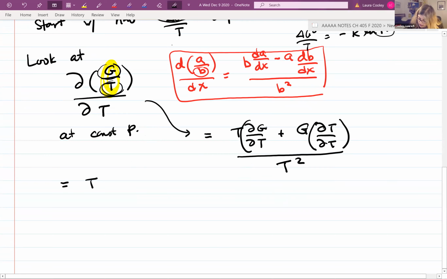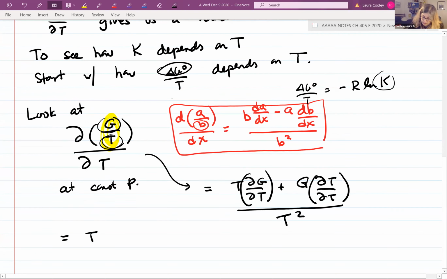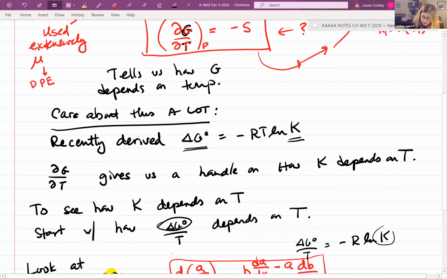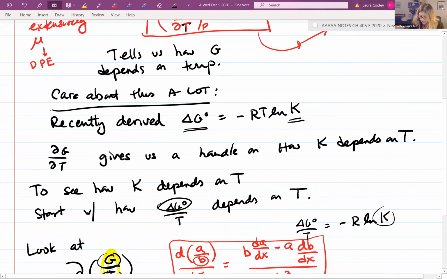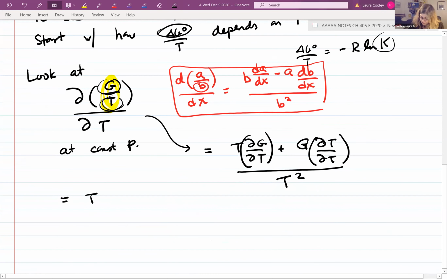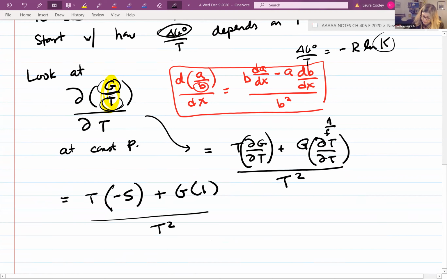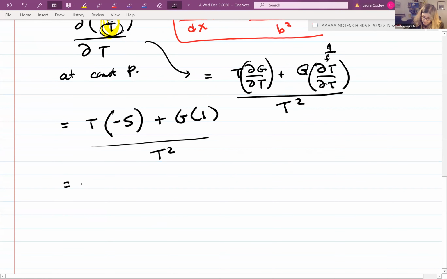Now the dG/dt part, that's where the derivative comes in that we have from up here. That's where we're going to put negative S in for that derivative. So this is going to be T times negative S plus G times 1, right? This is just 1 over T squared. And so this is minus TS minus G over T squared.